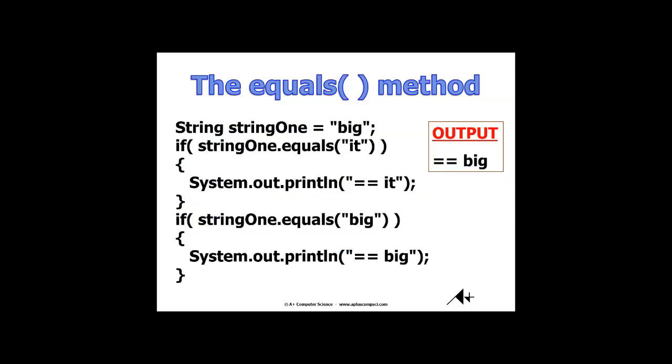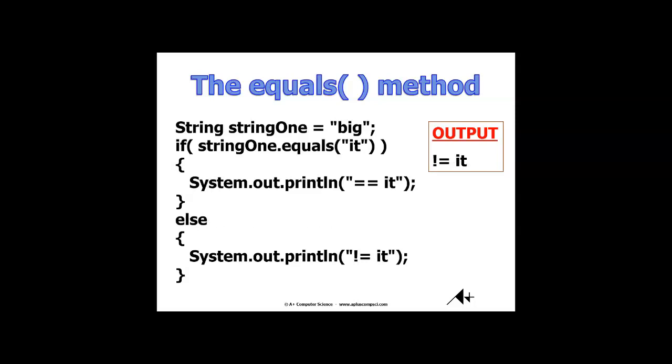With strings, the equals method is going to go to the object the reference is pointing at and look at the letters that it stores. And it's going to compare those letters to whatever other letters you provide as parameters to the equals method. So here I have string 1, which is pointing at the object big. Okay, and then I say string1.equals("it"), meaning I want to go to the object that string 1 is referring to and check its letters to see if they match the letters in "it". Big and it are not the same, so it's not going to print out equal equals it. And then I'm going to check to see if string 1, the object it's referring to, has the same letters as big, which it does, so it's going to print out equal equals big.